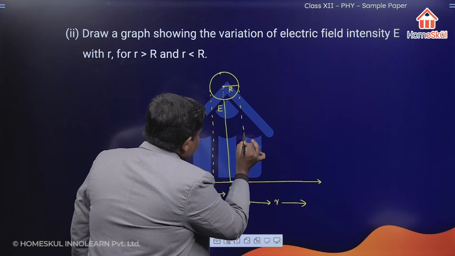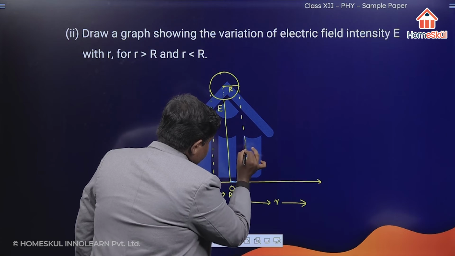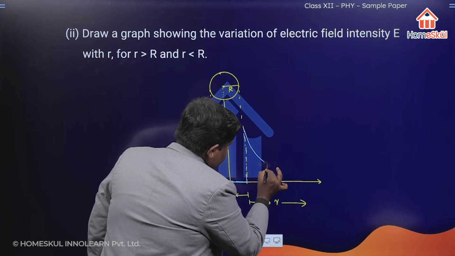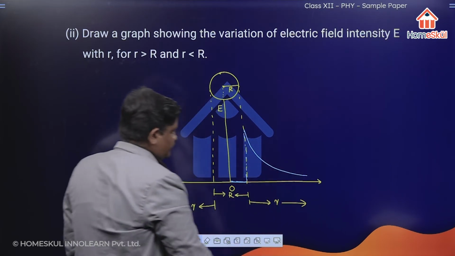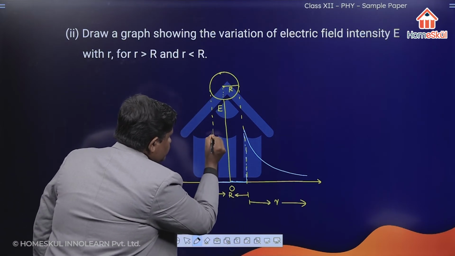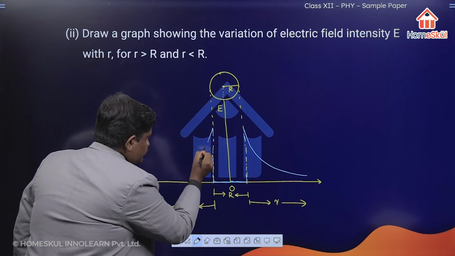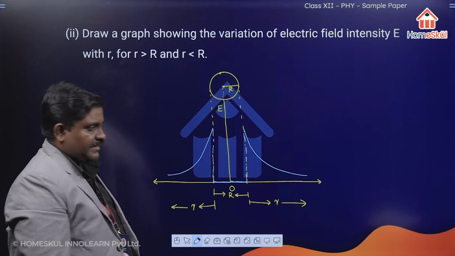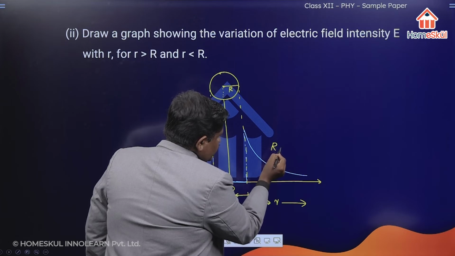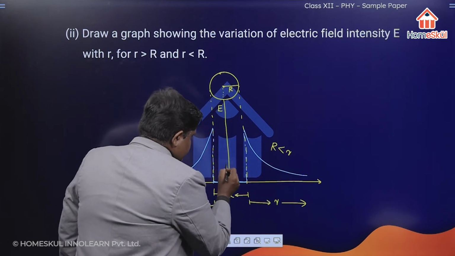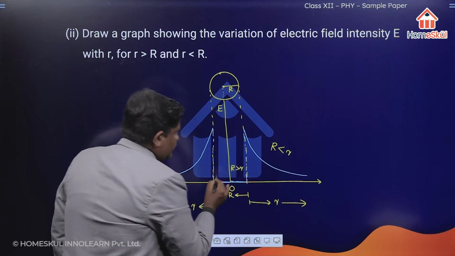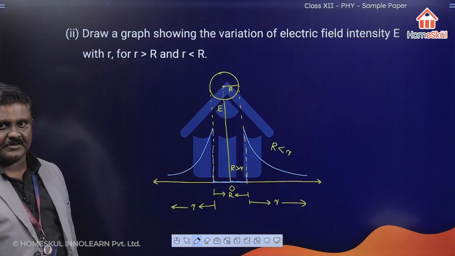Then outside the sphere, at the surface, the field becomes maximum. Then when the distance increases, the field decreases. So we have to draw on the left hand side also, like this. Then this part is where the capital R is less than R, and this part is where capital R is greater than R. Okay, clear?